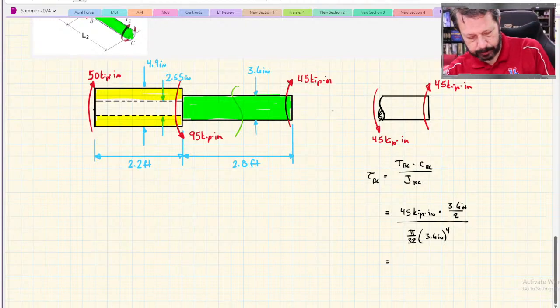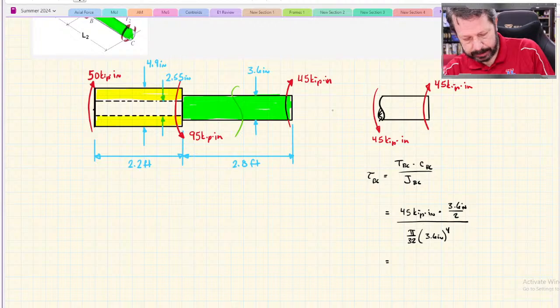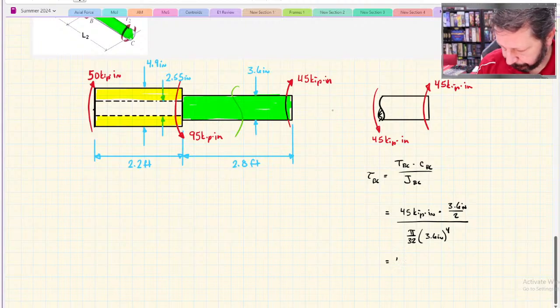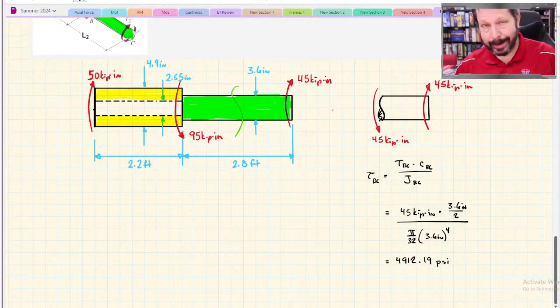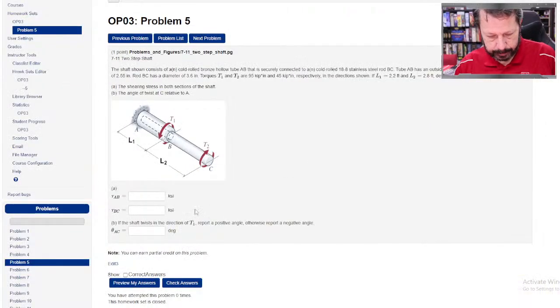So if we do all this, 3.6 to the 4th times pi divided by 32, 45,000 times 3.6 divided by 2 divided by that denominator, 4,912.19. The units here would be pounds per square inch, so that's PSI. So 4.9 KSI. It does want it in KSI, so 4.912. And let's see if it likes that. And it did.